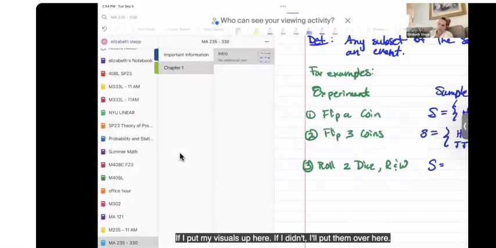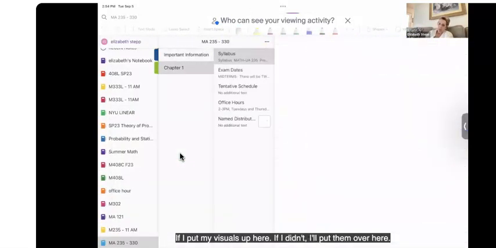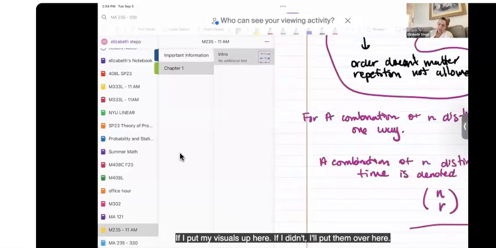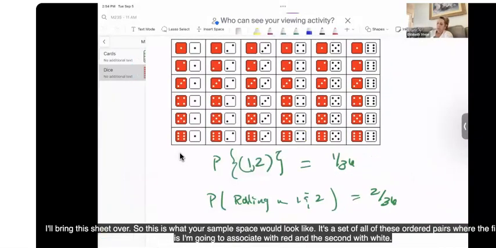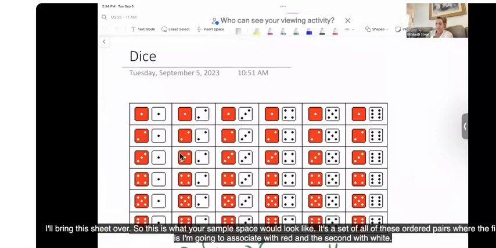I'll bring this sheet over. So this is what your sample space would look like. It's a set of all of these ordered pairs, where the first roll I'm going to associate with red and the second with white.